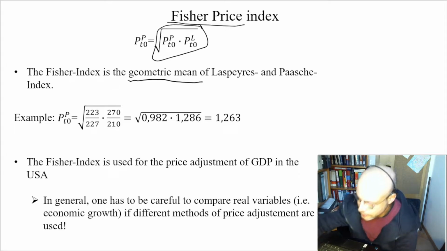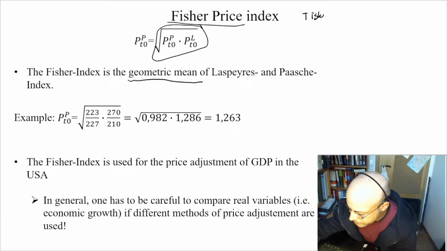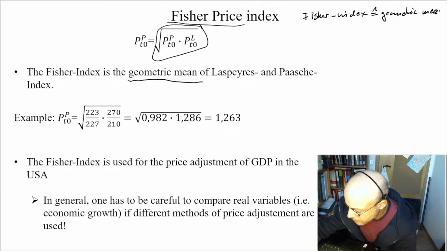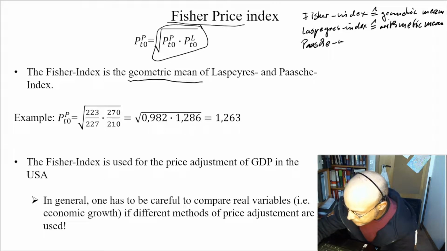So here, the Fisher index is a geometric mean, the Paasche index is an arithmetic mean, and the Laspeyres index is a harmonic mean.